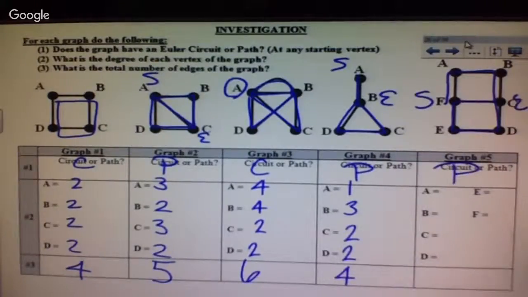How many does A have? 2. B, 2. C, 3. C goes up to B, out to F, and down to D. D is 2. E, 2. F, 3. Beautiful. And how many total? 7.